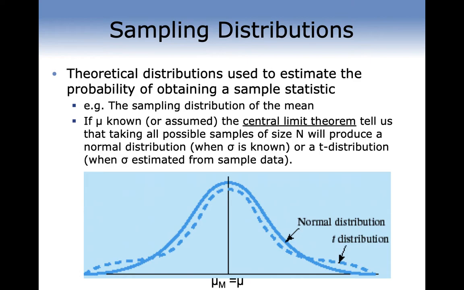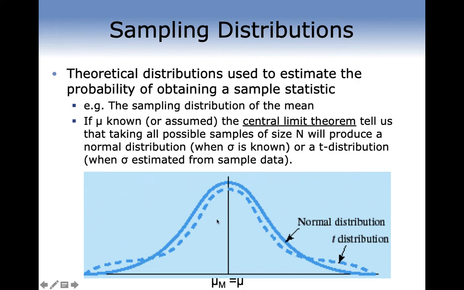We have to do a one-sample t-test when we don't know what the population standard deviation is. That is when sigma is unknown, and we end up estimating sigma from our sample data. Now, for reasons that I'm definitely not going to go into in this tutorial, the resulting distribution under those circumstances looks very similar to a normal distribution, but it's just a little bit different, and so it's called a t-distribution.